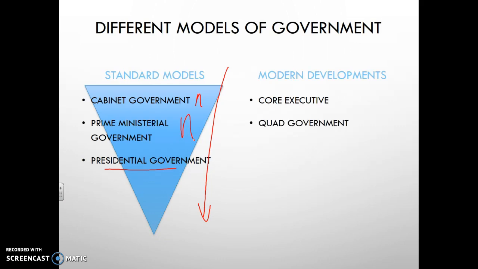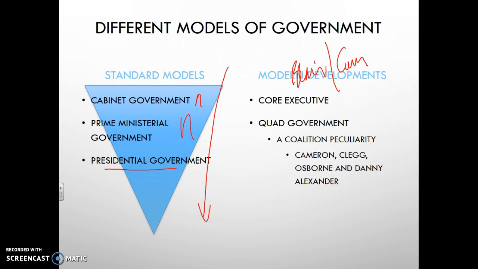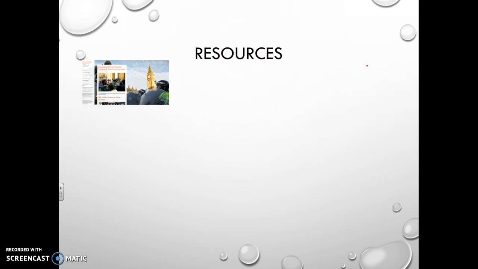Other interesting political developments, core executive, this was very much the model we would associate with Blair and to a certain extent Cameron. And with our Quad government, this was an oddity that is more associated with coalition, largely because there were 4 people who were basically running the show. Again, we're going to look at all of these in much, much more detail when we come to those individual case studies.